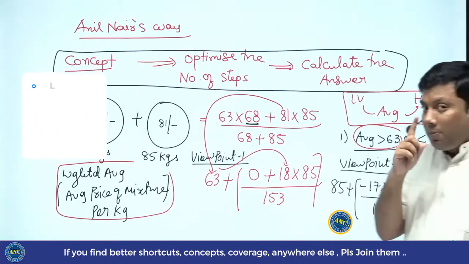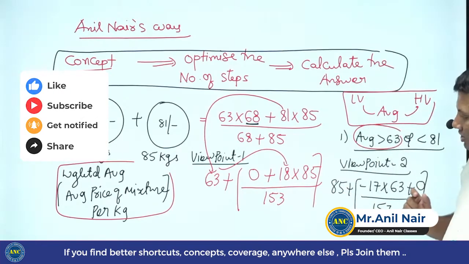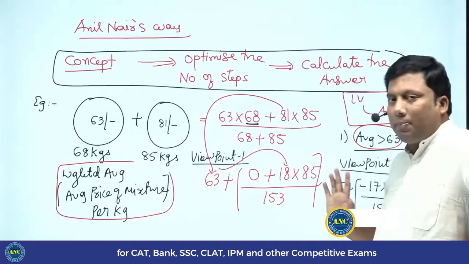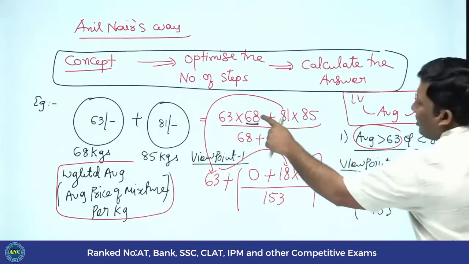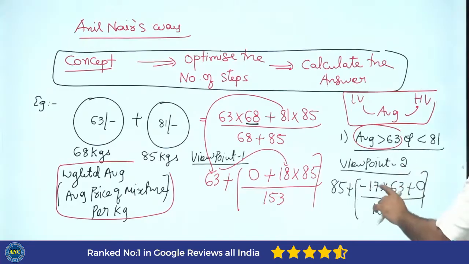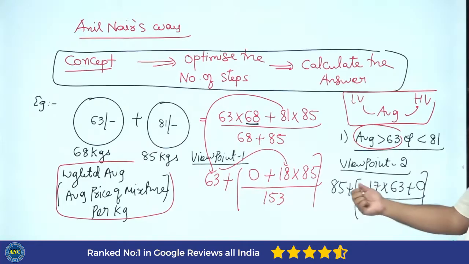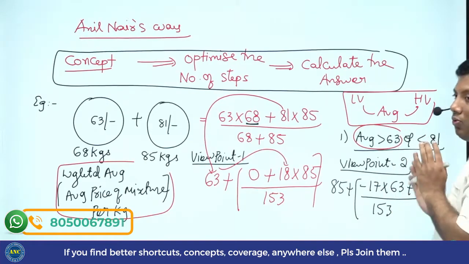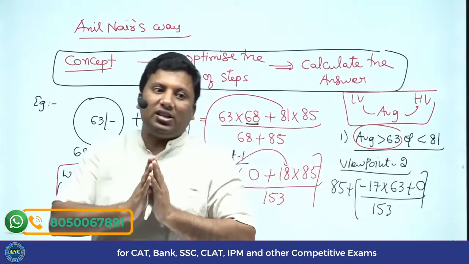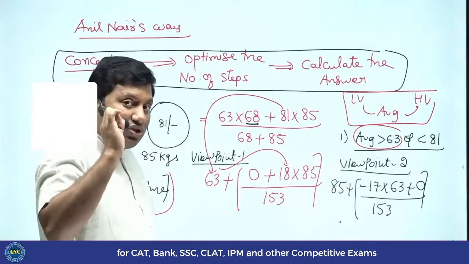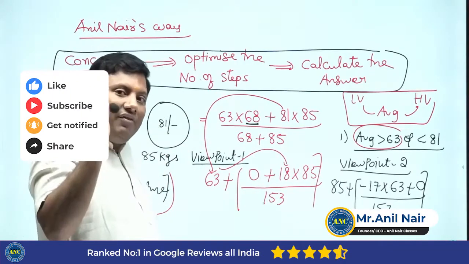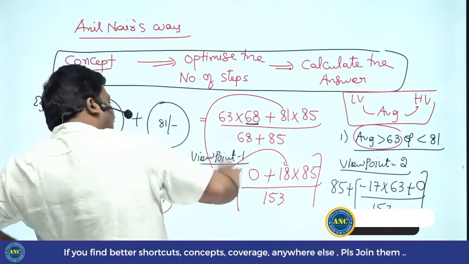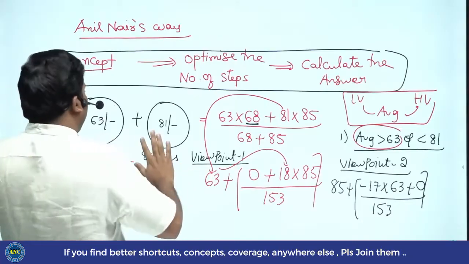Very, very important. Pay extra attention, sir. 81 is 18 greater than 63, so plus 18. 68 is 17 less than 85, so minus 17. So plus into minus, the answer will be less than 85. Viewpoint 1 and viewpoint 2, I hope it is clear. Average should be greater than the lowest value. Average should be less than the highest value. Answer should be greater than 63. Answer should be less than 85.